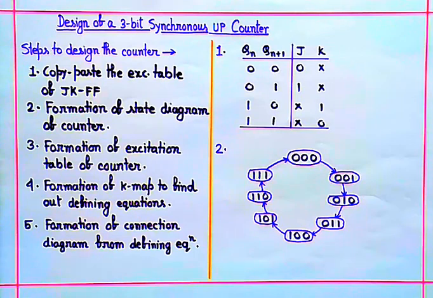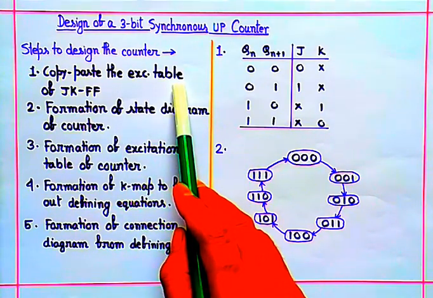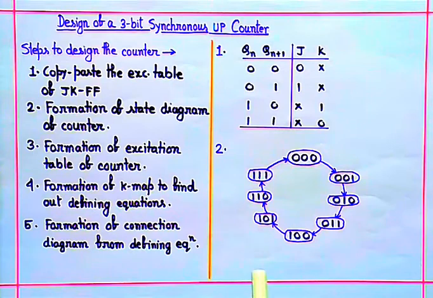Now to construct the 3-bit synchronous up counter, you have to follow these 5 steps. Step number 1, you have to copy paste the excitation table of JK flip-flop from my previous lecture. Step number 2, formation of state diagram of counter. Step 3, formation of excitation table of the counter, and next formation of K-map to find out the defining equations, and at last the formation of connection diagram from those defining equations.